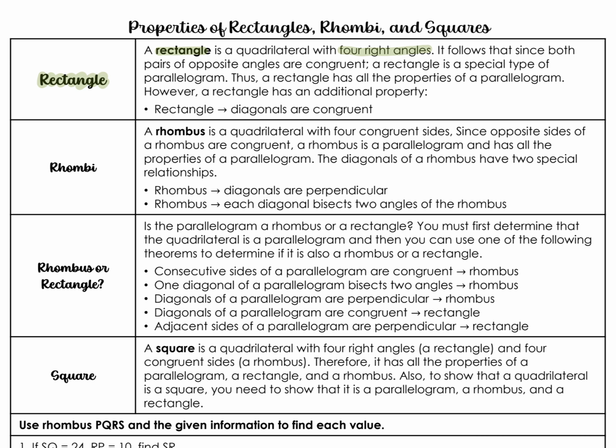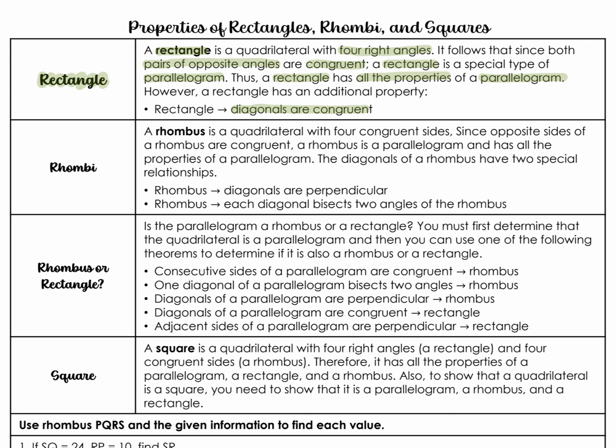It follows that since both pairs of opposite angles are going to be congruent, a rectangle is a special type of parallelogram. Thus, a rectangle will have all of the properties of a parallelogram. However, a rectangle has additional properties, and that is going to be that your diagonals are going to be congruent.